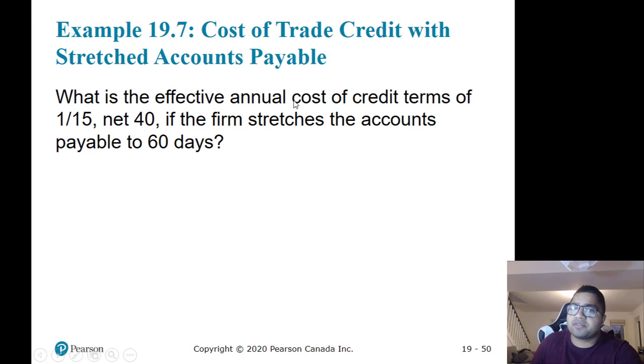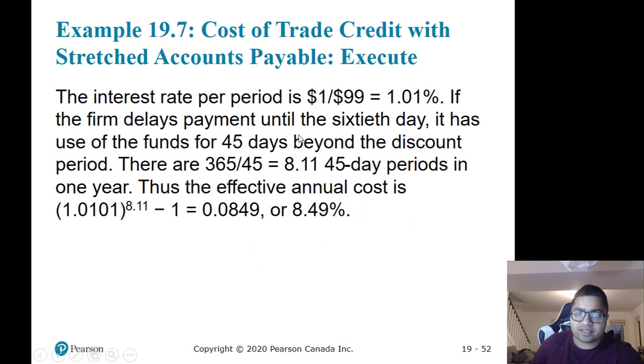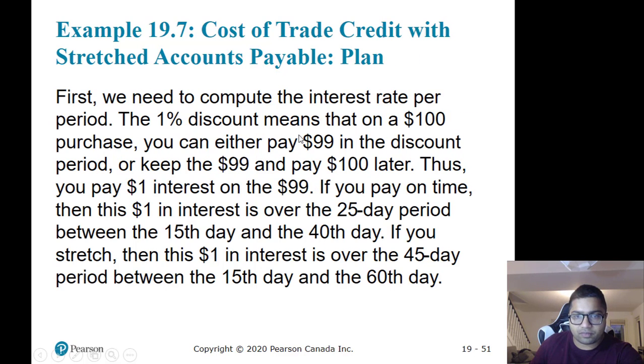What is the effective annual cost of credit 1/15? So either the firm pays in 40 days or it is payable in 60 days. So we were discussing this one. You have to compute the interest rate. You have to compute the cost of credit based on 40 days first, and then you have to compute the cost of credit based on 60 days.